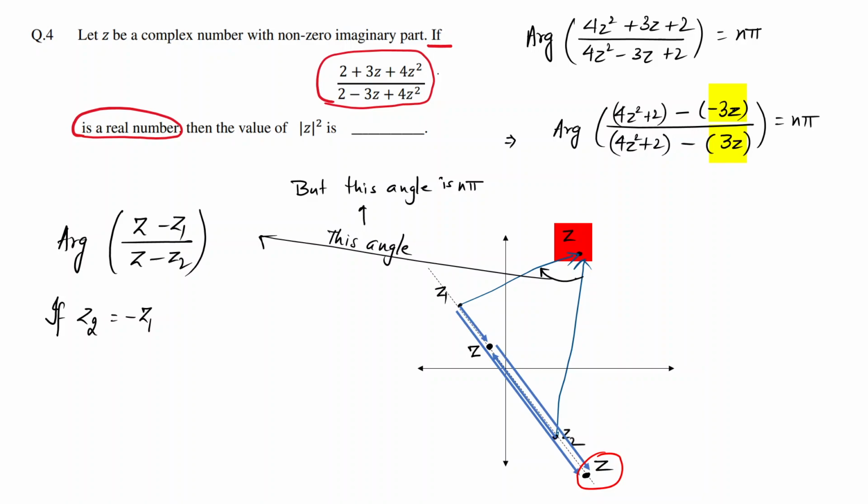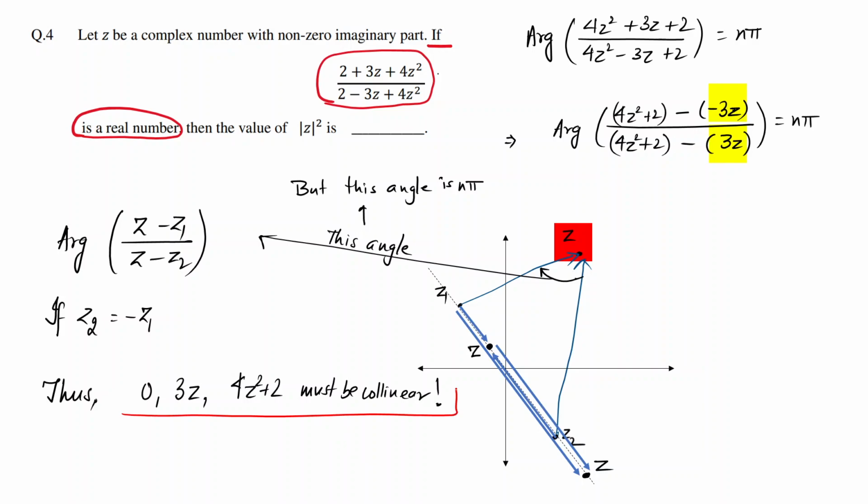So this is the condition. It boils down to that these three complex numbers should be collinear. Also, I have not written minus 3z here, because 3z and minus 3z are on the line joining the origin. So I have taken the simpler complex number 0, right?